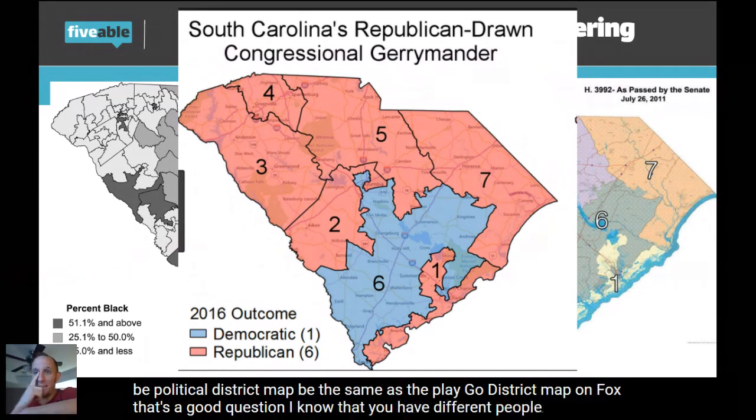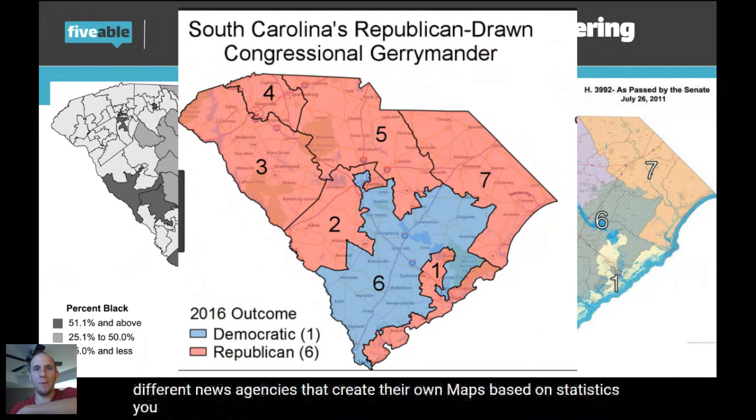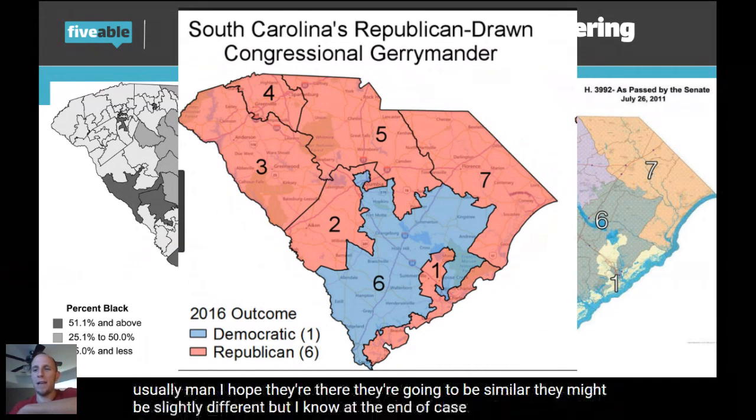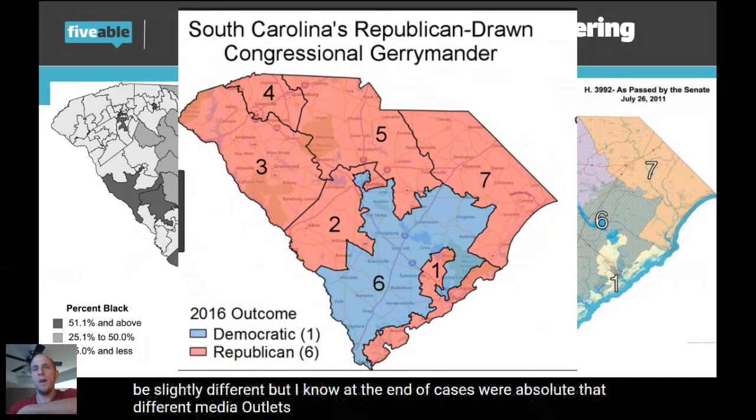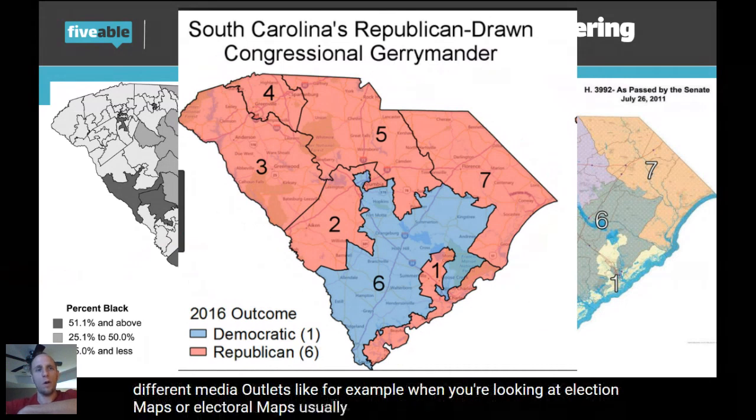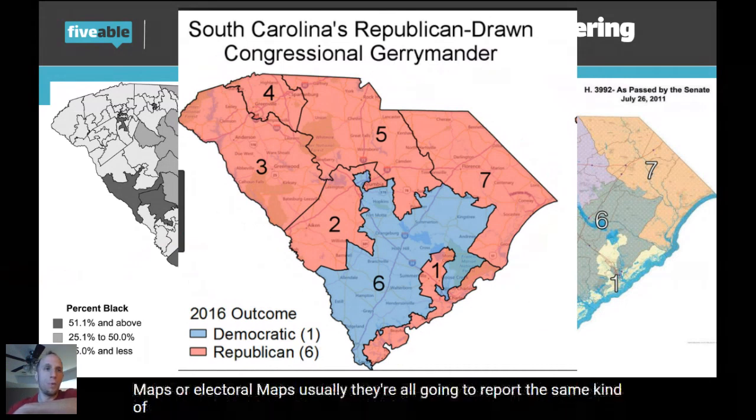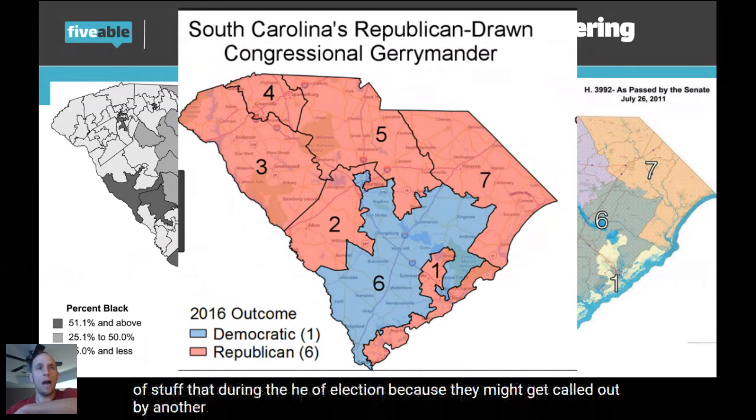I know that you have different people within the different news agencies that create their maps based on statistics. Usually, I hope they're going to be similar. They might be slightly different, but in the cases where I've looked at different media outlets, for example election maps or electoral maps, usually they're all going to report the same kind of stuff during the heat of an election, because they might get called out by another news agency if they're wrong.